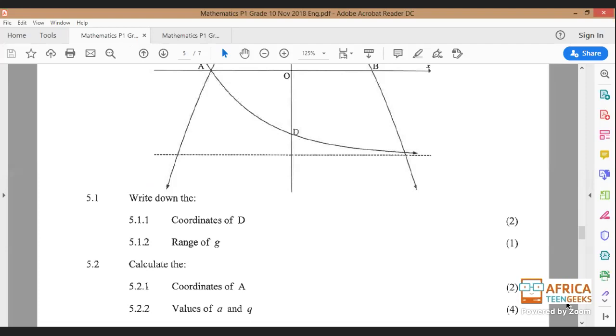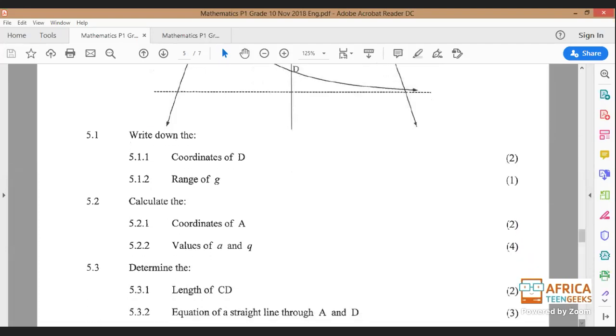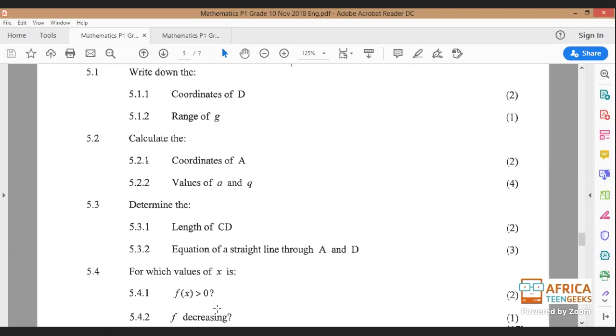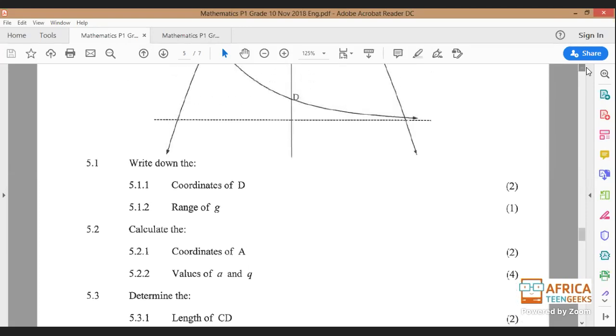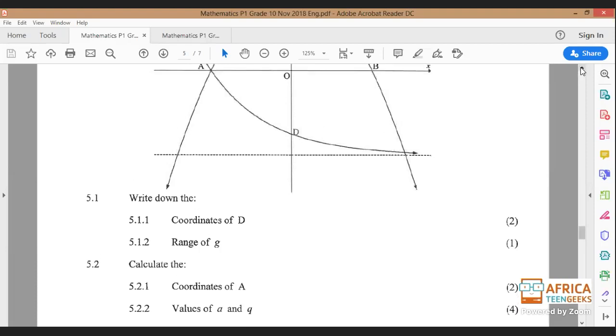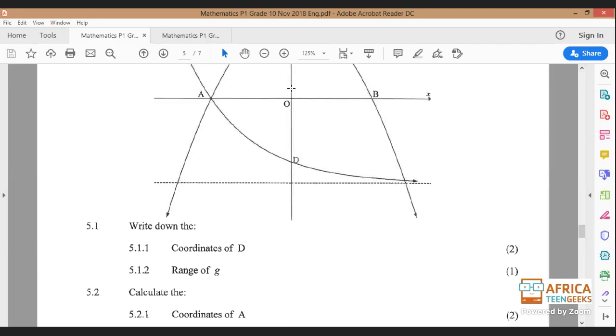Perfect. Then the last one says, for which values of x is f decreasing? Where is f decreasing? For which values of x? Sorry, just trying to scroll up. So your x's are lying here. For which values of x is f decreasing?